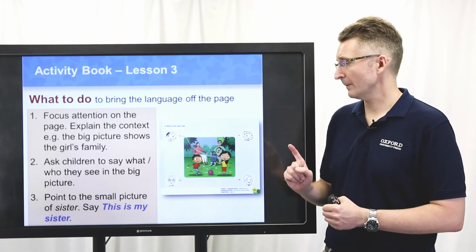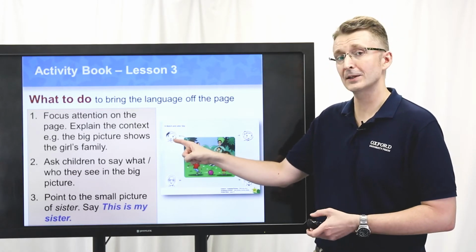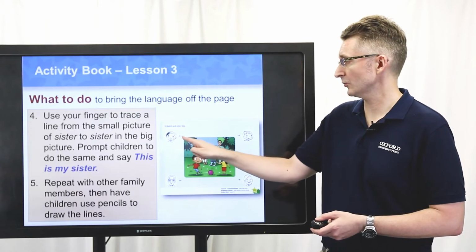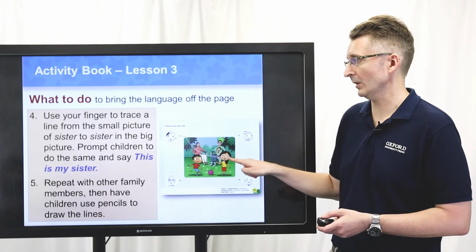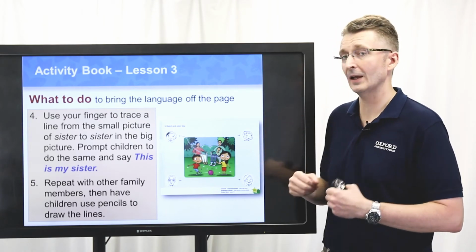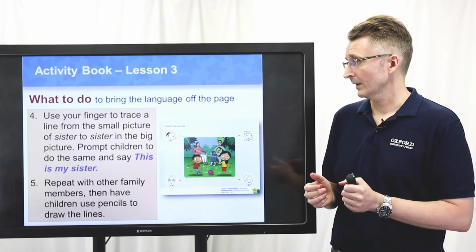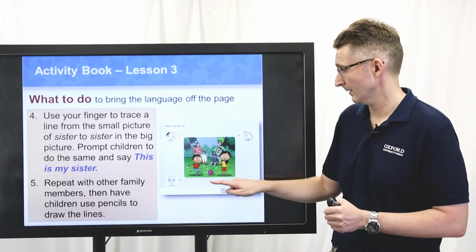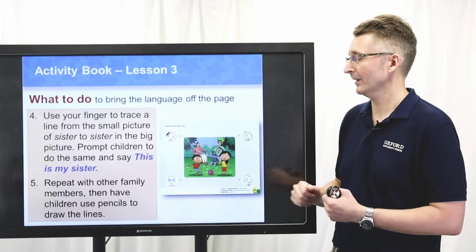Third, the teacher points to the small picture of sister and says, this is my sister. Now, as a teacher, you use your finger to trace a line from the small picture of sister to sister in the big picture. Prompt your students to do the same in their books using their fingers, and then say, this is my sister. And then you repeat that with other family members. Okay, so with their fingers, you'll be saying, this is my daddy, and so on.